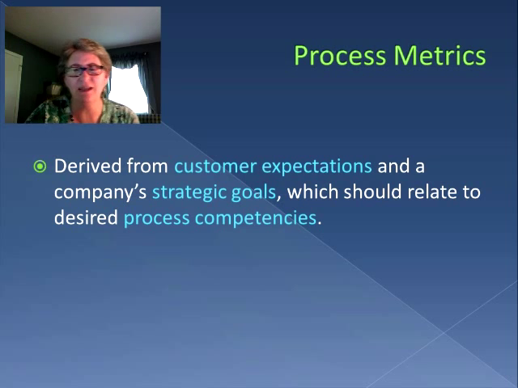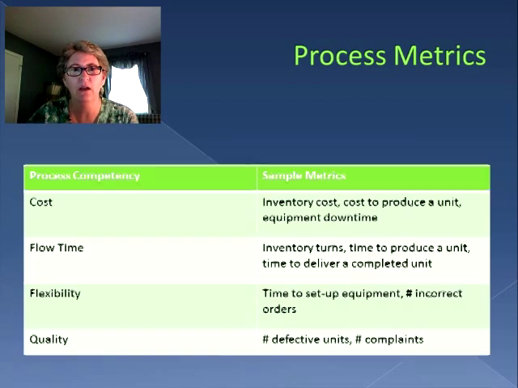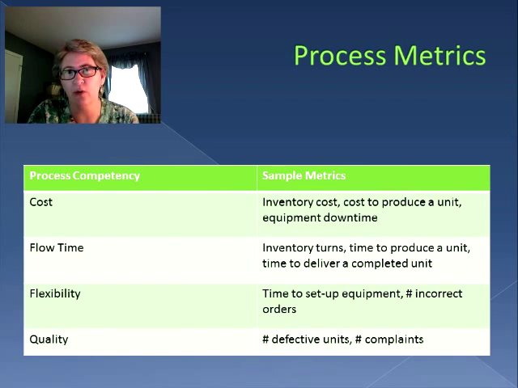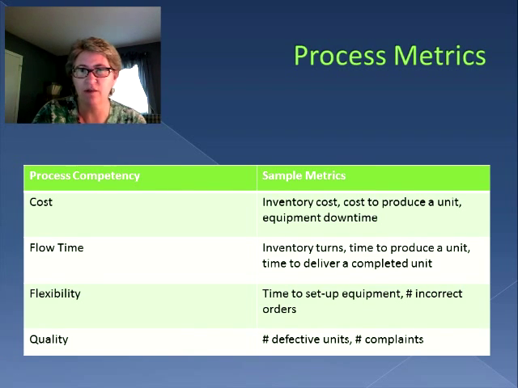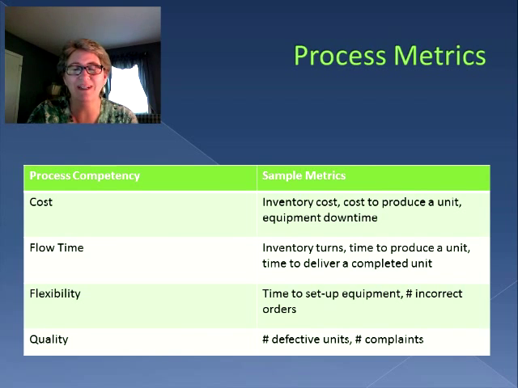Okay, let's take this a little bit further. We want to make sure that what we're measuring is not influenced by external factors. We want it to be solely attributable to the process itself. It's very important that we do that. So if we're looking at a certain process competency, such as cost, a metric could be how much our inventory costs, or how much it costs to actually produce a unit, or maybe how often our equipment is down.